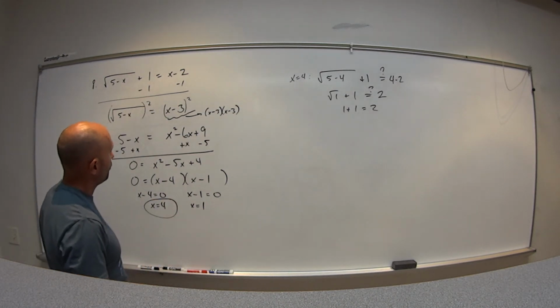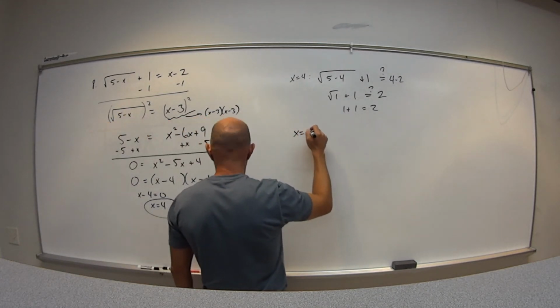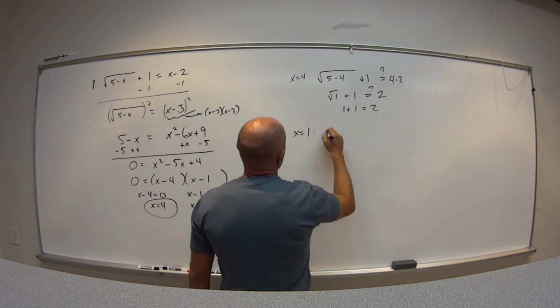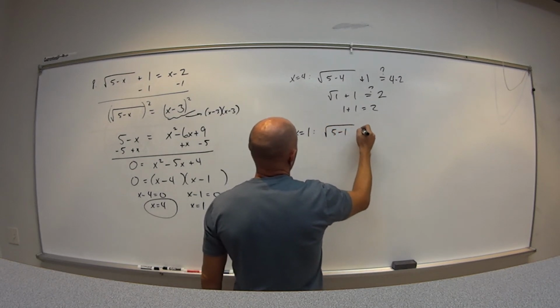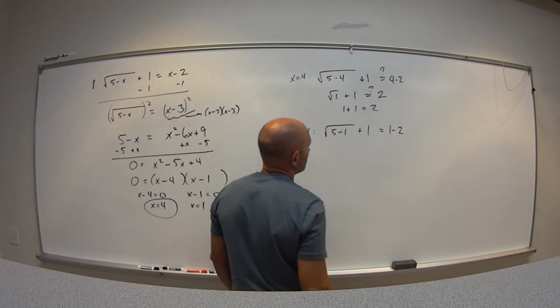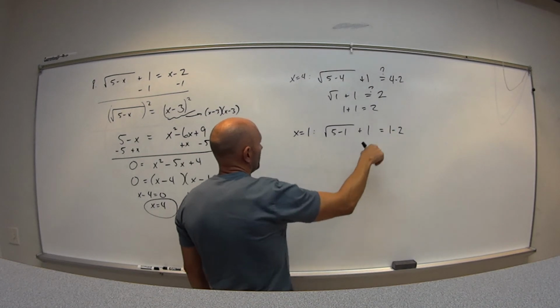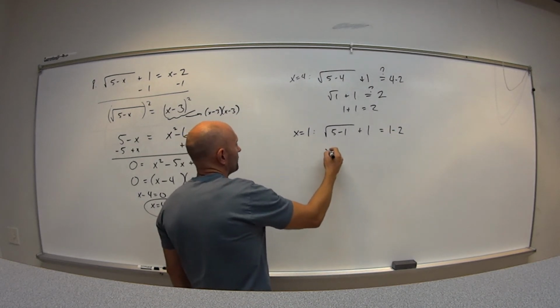How about x minus 1? When I plug that in, x equals 1. I get square root of 5 minus 1 plus 1. Is this equal to 1 minus 2? Well, you might be able to see already we have an issue on this side with the negative. But if I simplify, I get what?